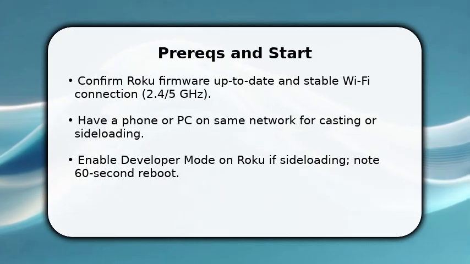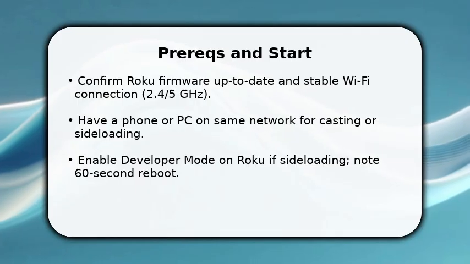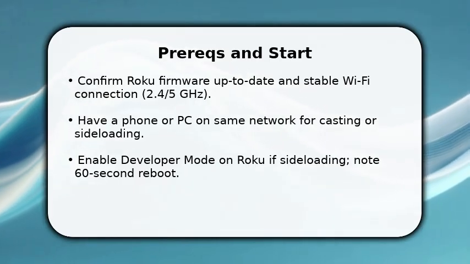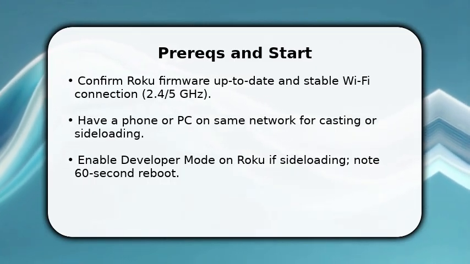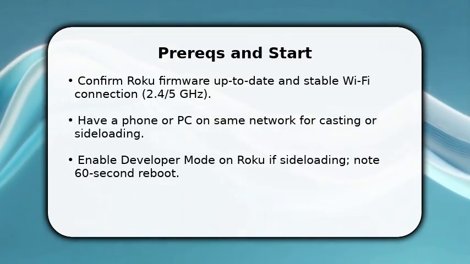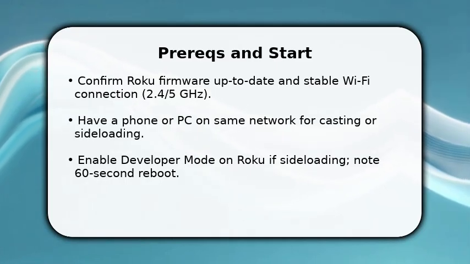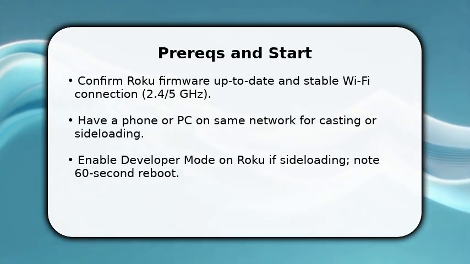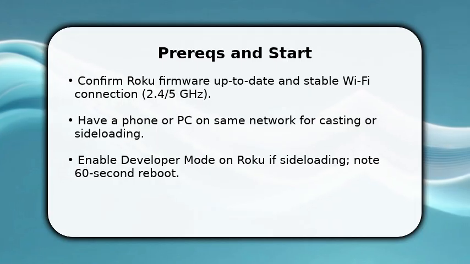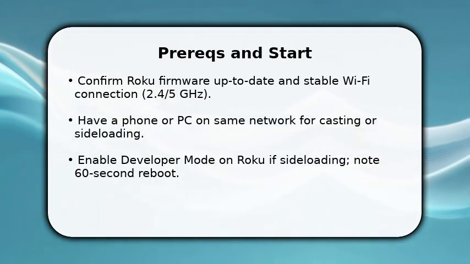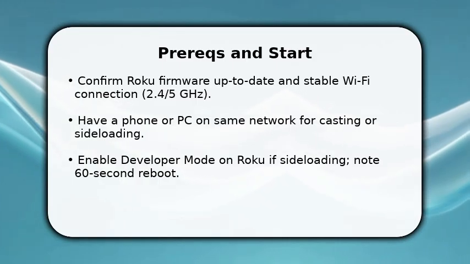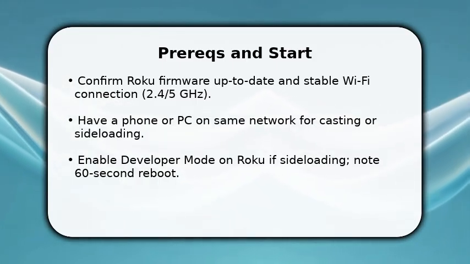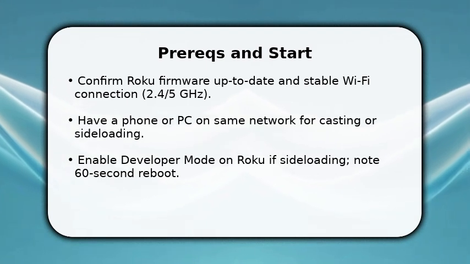You begin by checking prerequisites. Make sure your Roku firmware is updated and your phone or PC is on the same network. Once done, decide whether you will cast from a device or sideload an app. If sideloading, enable developer mode on the Roku. This opens a private channel but requires a reboot. Make sure you know your Roku IP address and have a simple web browser ready on your computer for the next steps. This reduces friction and explains why we prepared the devices.